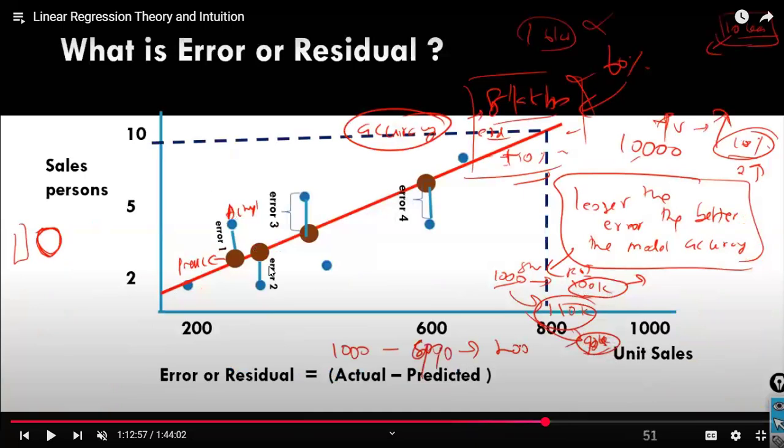So the blue colors are your actual values. And when you draw a best fit line, let's say it comes somewhere like this. This is called your best fit line. If you see the distance between the blue color and this red color, the distance is the same as this blue color thing, and this line is somewhat same, right?